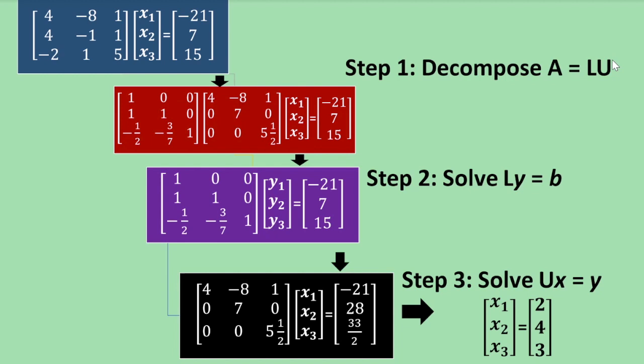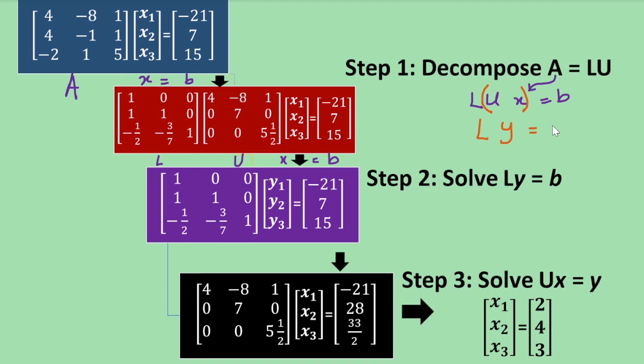Matrix A comes from the linear system Ax equals B, where we decompose matrix A into a product of lower and upper triangular matrices. And now the equation Ax equals B becomes LUX equals B. So matrix A has been decomposed to LU. Now, if we let UX be matrix Y, then we have the product of matrix L and Y equals matrix B.